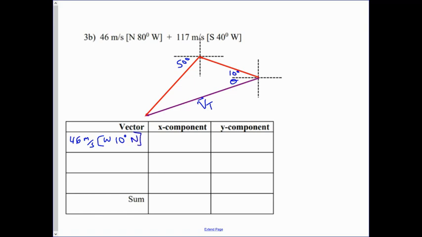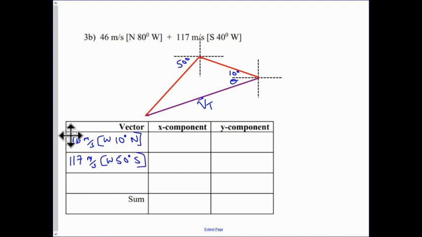We could have written it as its original direction, north 80 degrees west, but this writes it in a way that makes it a little easier for us to know what angles to use when we're doing our vector components. Our other one is bigger, right? It's 117 meters per second, and our angle is west 50 degrees to the south.